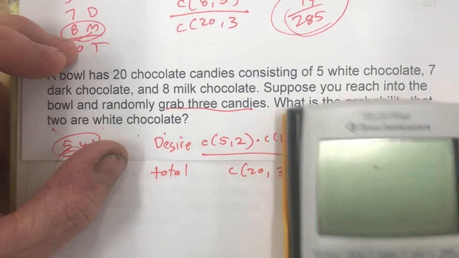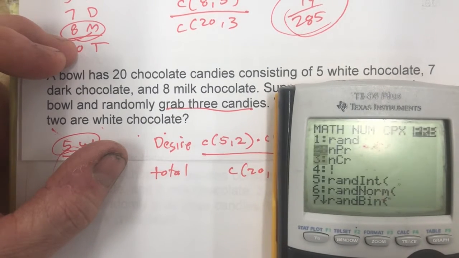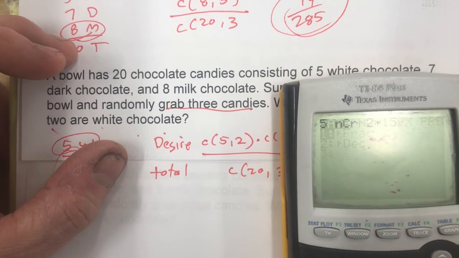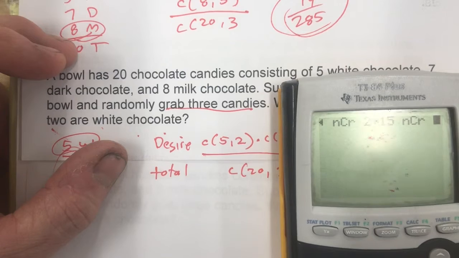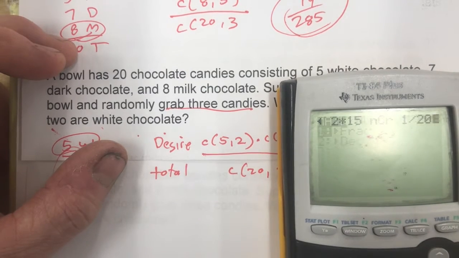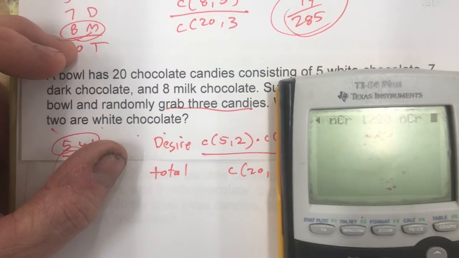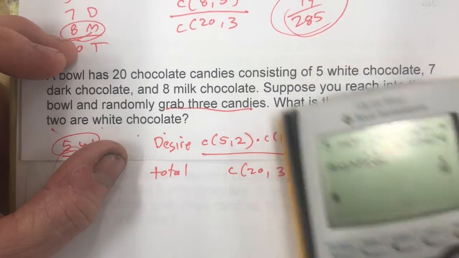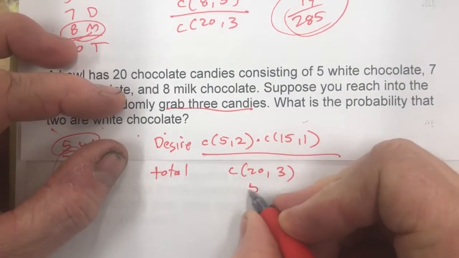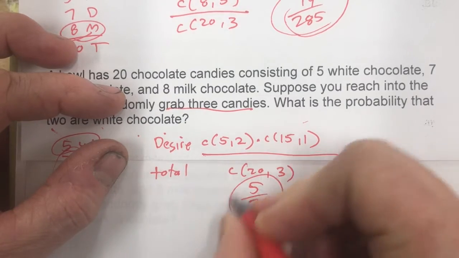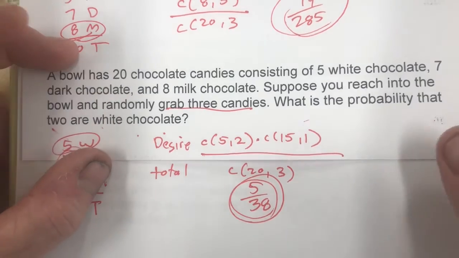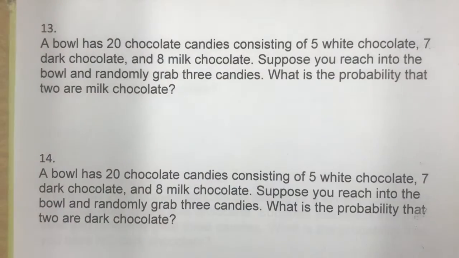On this one I'm going to have 5 NCR 2 times 15 NCR 1 divided by 20 NCR 3. And change it to a fraction, which is 5 over 38. That's my probability right there. All right. Just a few more and we're done.